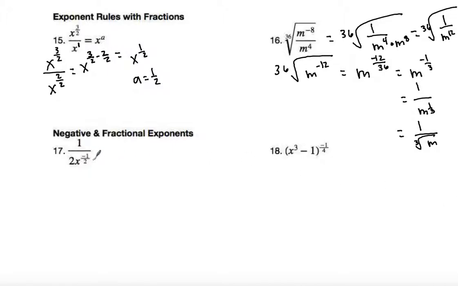Negative and fractional exponents. So 1 over 2x to the negative 1/2. The piece that has the negative exponent is the x to the negative 1/2. So I'm going to keep the 1 there. I'm going to keep the 2 where it is, but the x to the negative 1/2 is going to need to come to the top and become positive 1/2. X to the positive 1/2 would mean the square root of x, over 2. So I can just rewrite that as the square root of x over 2.